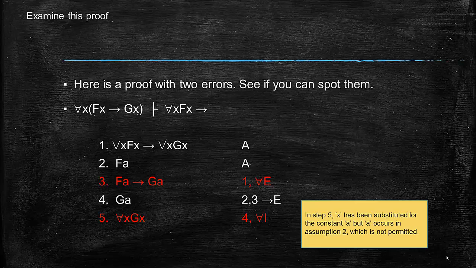The mistake more relevant to us here, though, is step five, where we have substituted a variable x for a and introduced the universal quantifier, right? So that's legitimate until we start looking at the restrictions. Before we do this, we have to ask, does a occur in any assumption or live hypothesis? And we look up here and in fact, a is in an assumption, so we're not allowed to do that. So that's an illegitimate move.